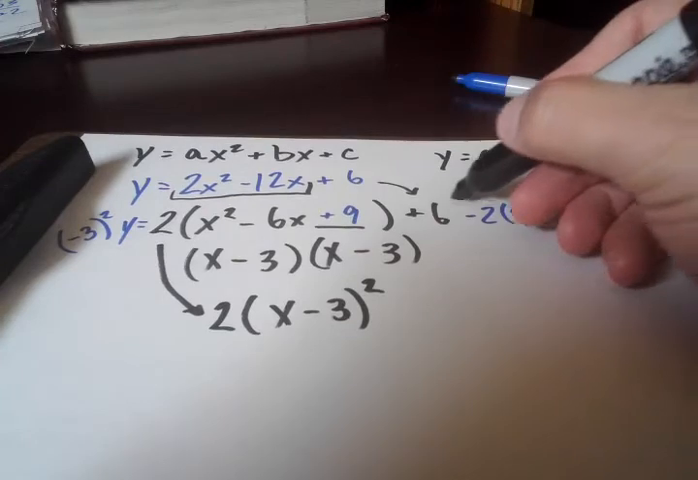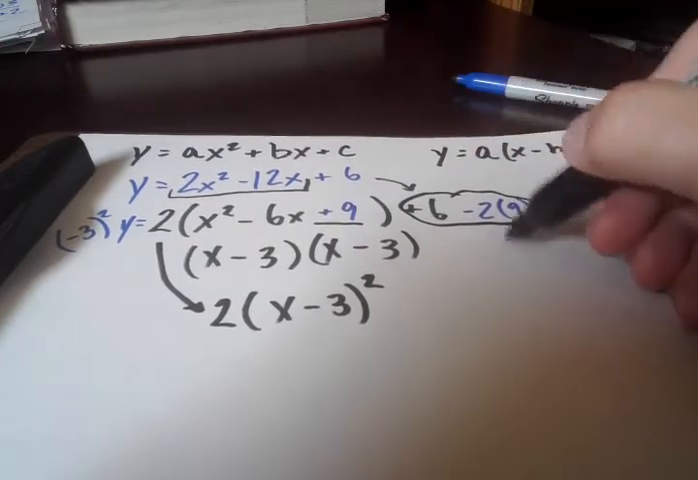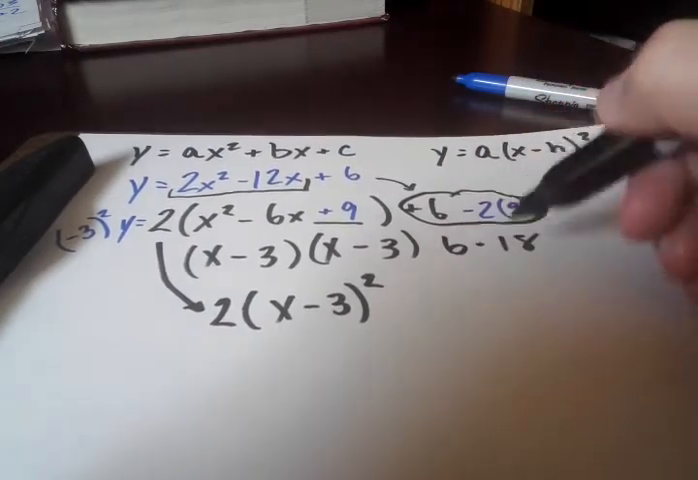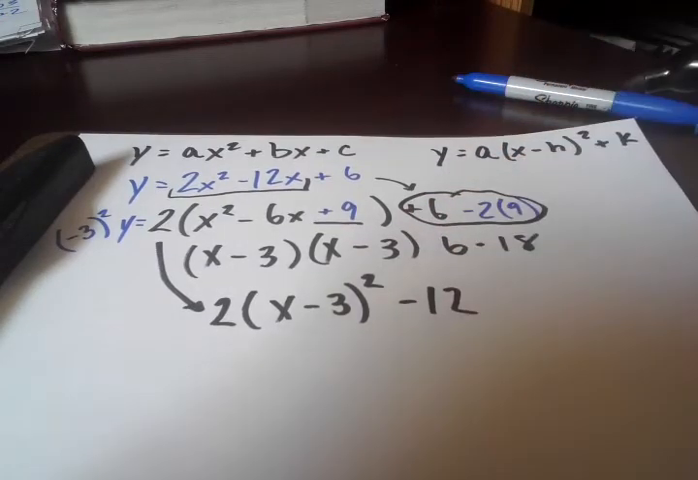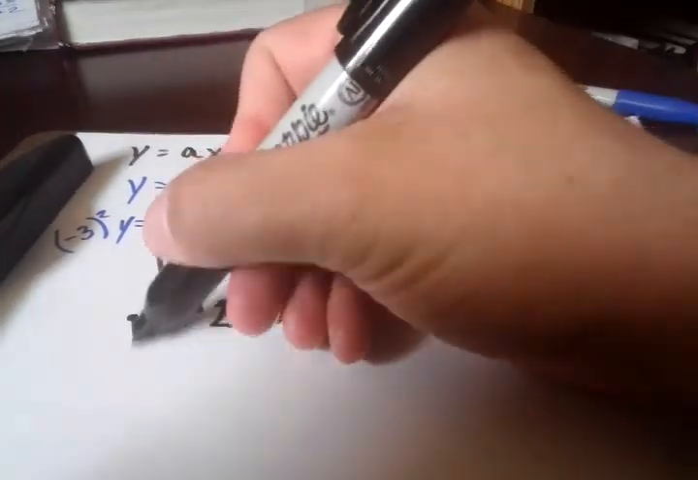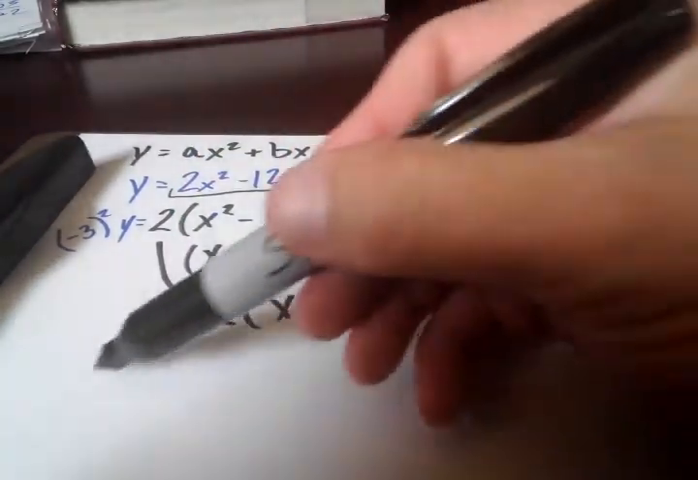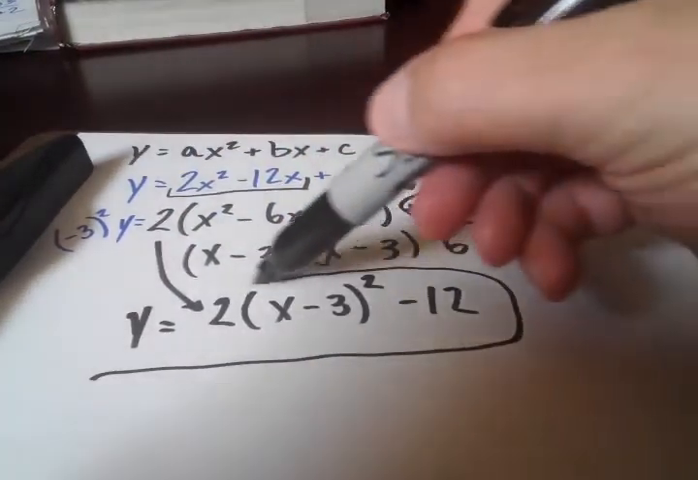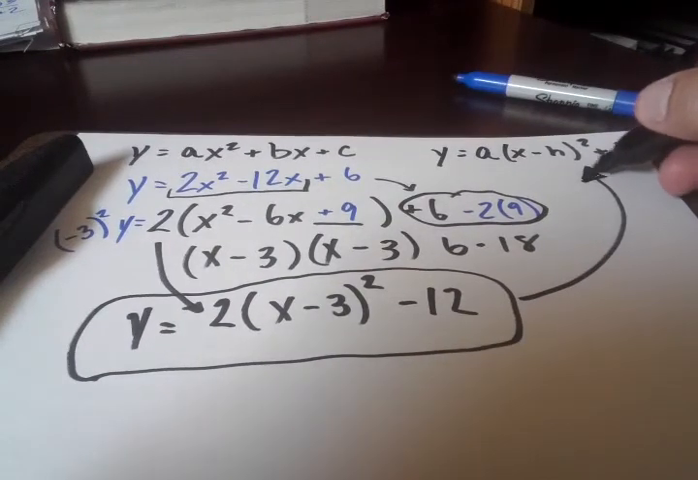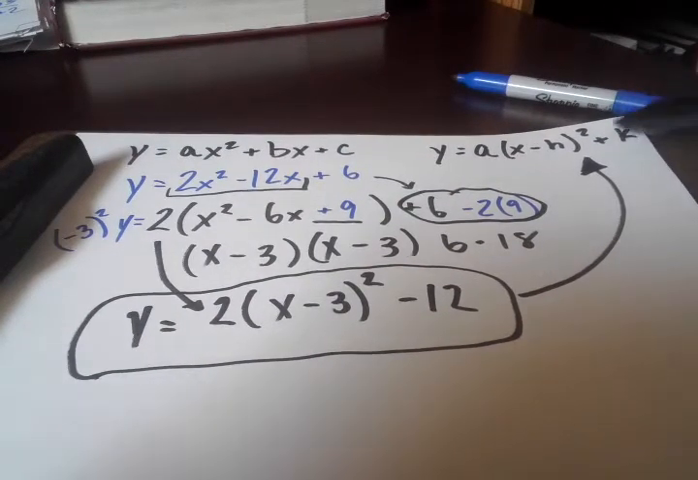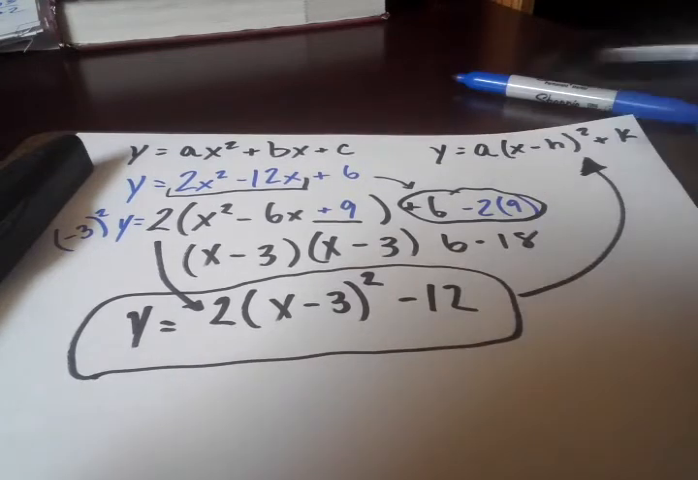And then over here, let's go ahead and combine like terms now. So we know that this is 18, so I have a 6 minus 18, which is a minus 12. And then, of course, it is equal to y, right? So this is our answer. And if you notice, it is now in the vertex form, where k is negative 12.